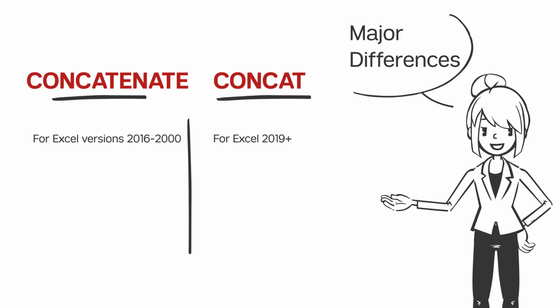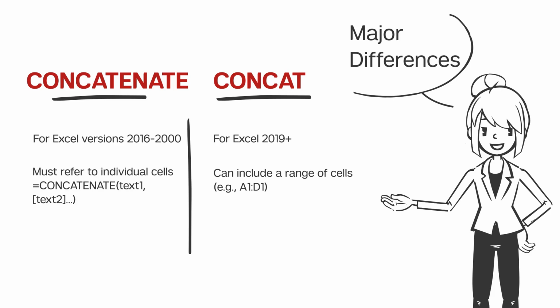The major difference between these two versions is that concat has been modified to allow you to reference a range of cells, whereas the older concatenate limits you to referencing individual cells. If you installed Microsoft Office from your Weill Cornell O365 account, or you're using our Excel web application, you're using the latest version of Excel.